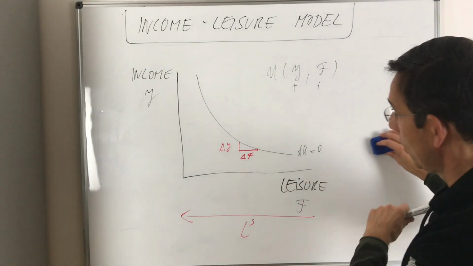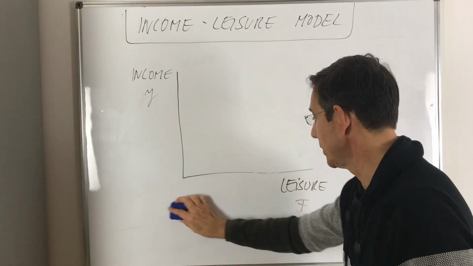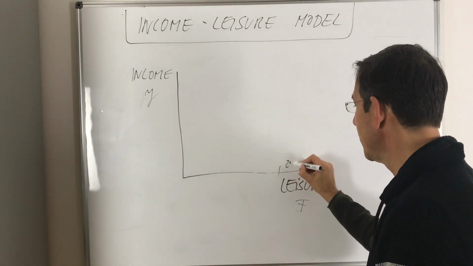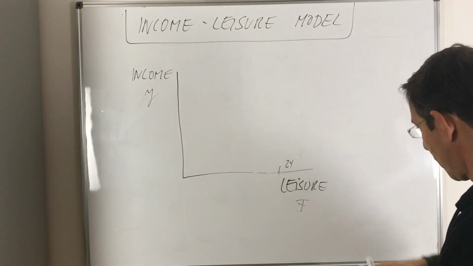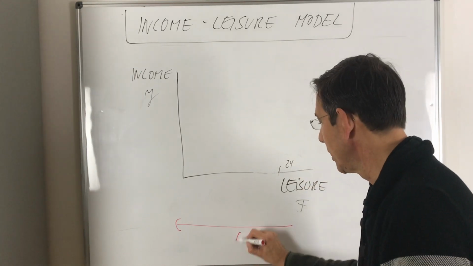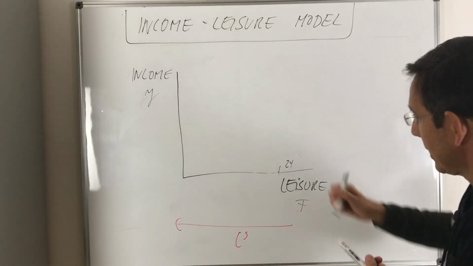So now let me wipe that out and let's continue with the budget line. So the budget line, let's say, starts here, 24 hours of leisure time, and then you start working, right? You start working and you could work 24 hours a day, 3 shifts, that's the max.